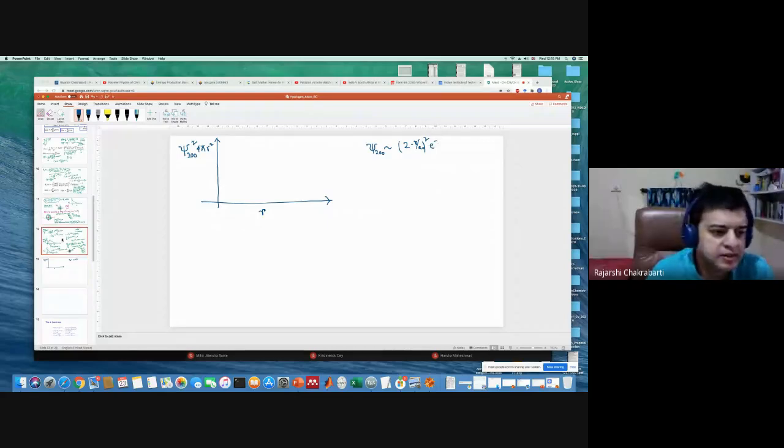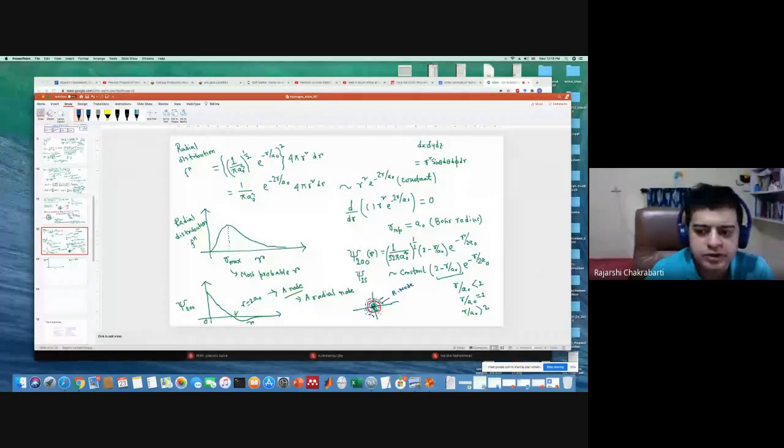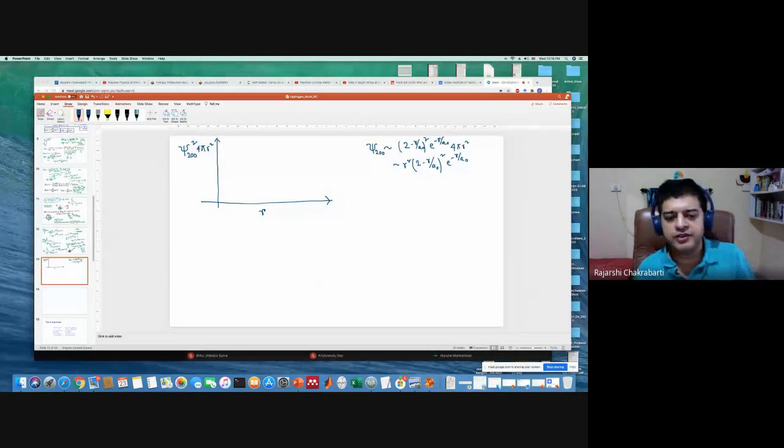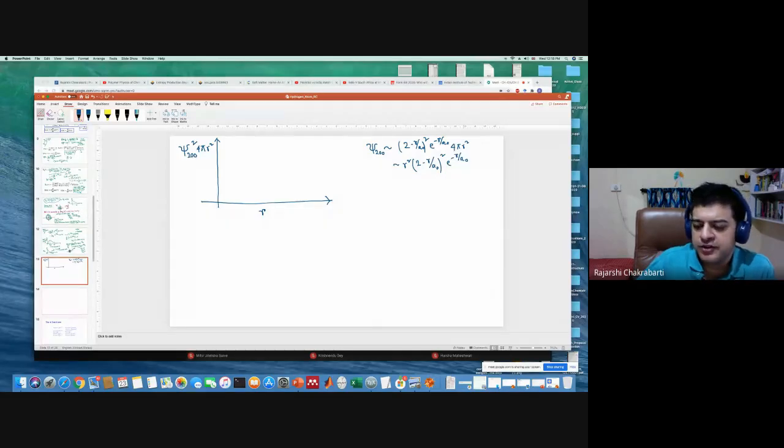r by a0, into 4 pi r squared. And this 4 pi you can put in the constant. So essentially you have r squared times (2 minus r by a0) whole square times exponential of minus r by a0. The good thing about the way it is defined is that it is always positive, isn't it? It is going to be always positive. Are you convinced that it is going to be always positive?